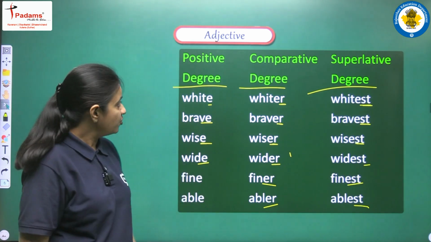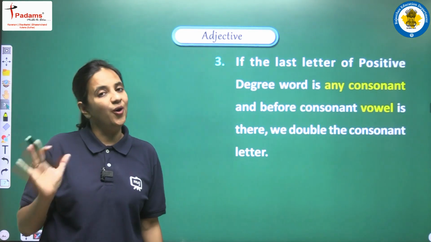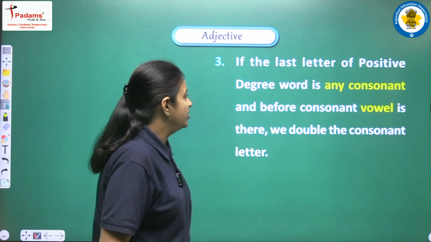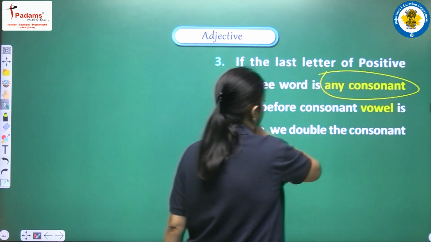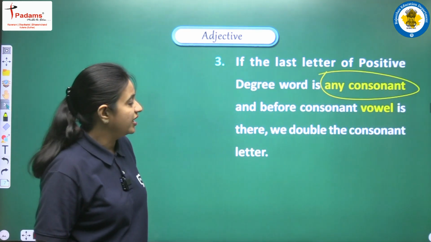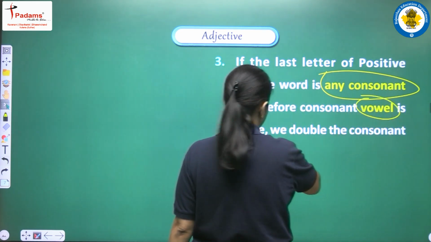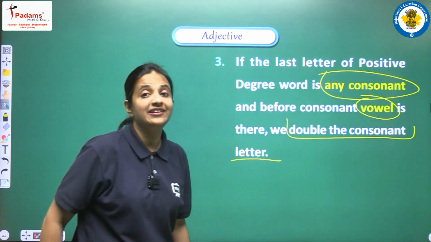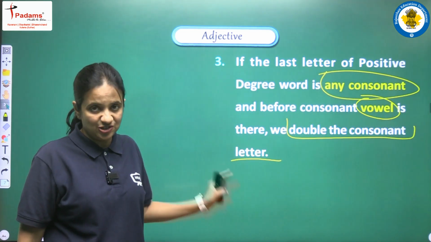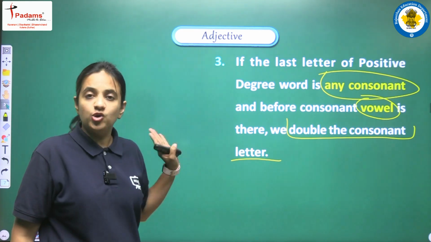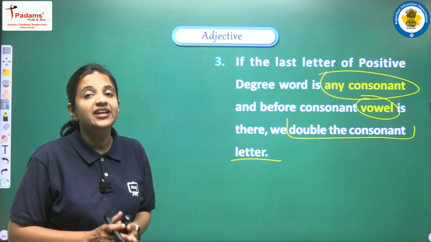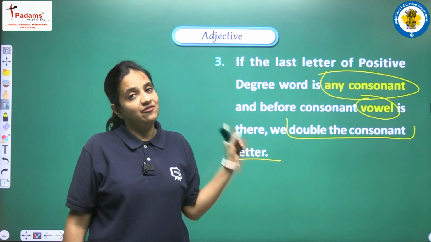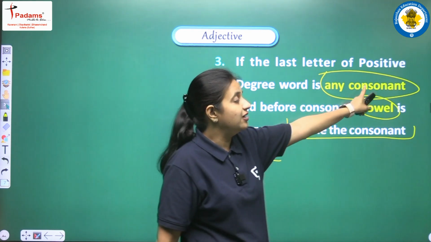Okay. Next, moving on, we have our third point. So let's see what we have here. If the last letter of the positive degree word is any consonant and before the consonant we have one vowel, then we just double the consonant letter. So this is a very important rule, students. According to this rule, we have to look at the spelling very carefully, and if the last letter of the spelling is any consonant, so students, I am very sure you are all aware of what a consonant means.